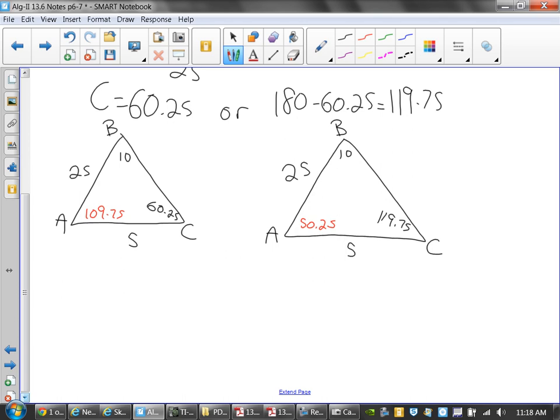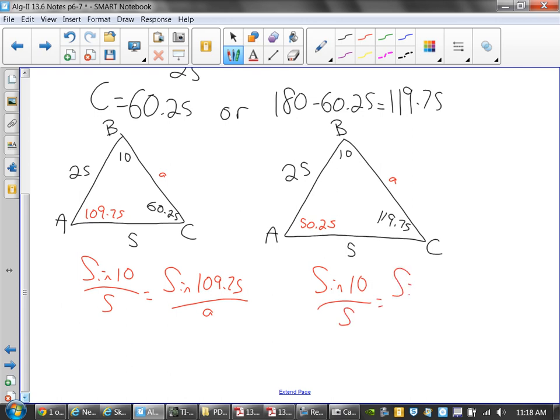Okay. Now, reuse the law of sines to find little a here and here, and that'll give you all your possible values. Sine of 10 is to 5, sine of 109 is to little a. So when you solve that out for both of those, you get 27.1 or 22.14. And that's how you work with the ambiguous case.